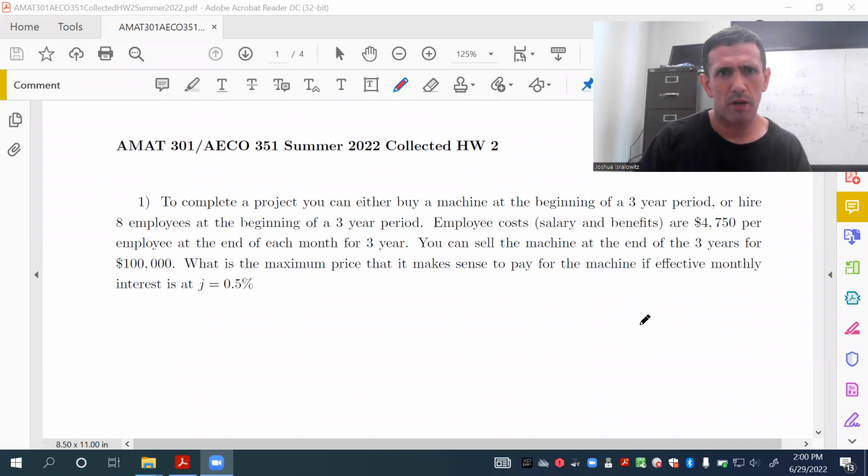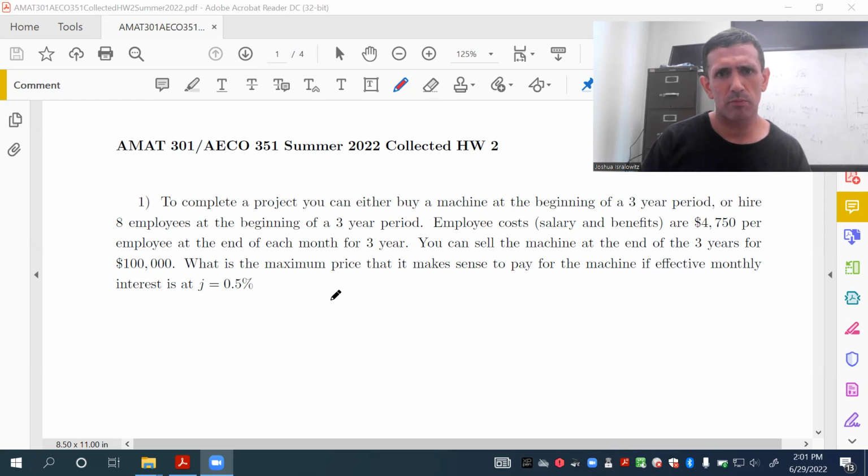Okay, so the first problem is very similar to the lecture problem, a little easier though, in that there are no maintenance costs for the machine. You have a 3-year period, and you can either buy a machine or hire 8 employees at the beginning of the 3-year period. Employee costs are $47.50 per employee at the end of each month for 3 years. You can sell the machine at the end of 3 years for $100,000.